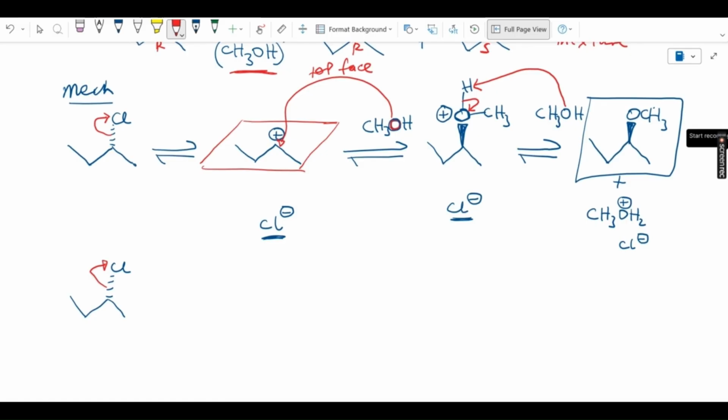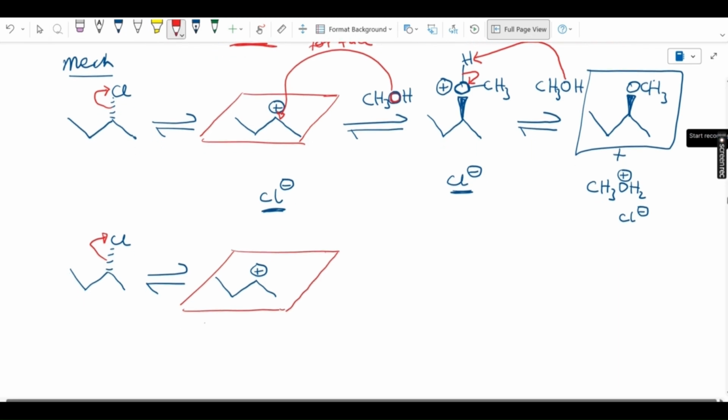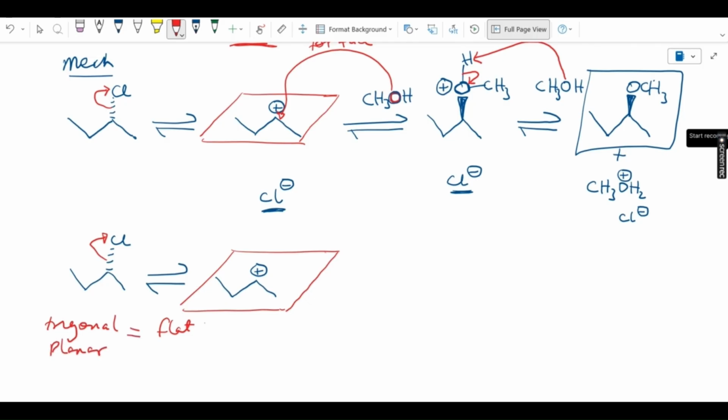Again, the Cl will leave first. When that happens, you will form the carbocation intermediate. The carbocation has a geometry of trigonal planar, and trigonal planar means flat.